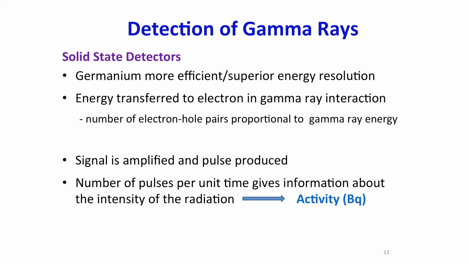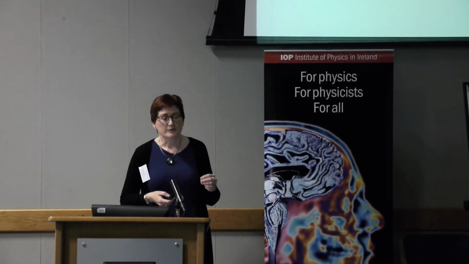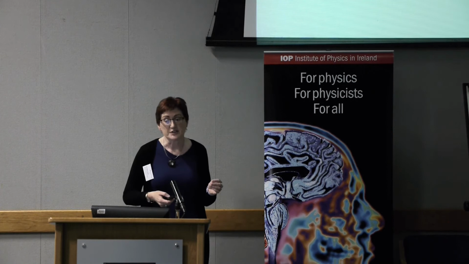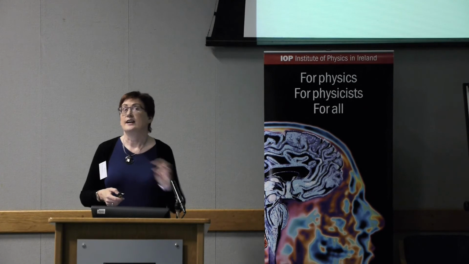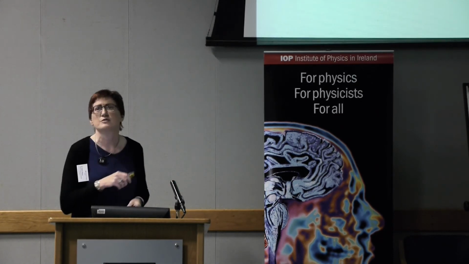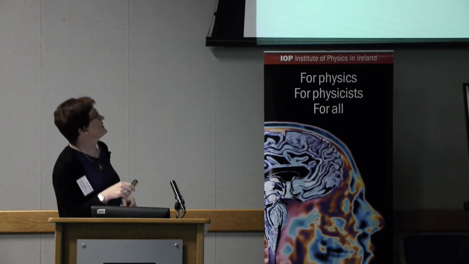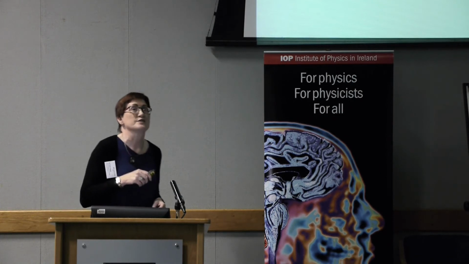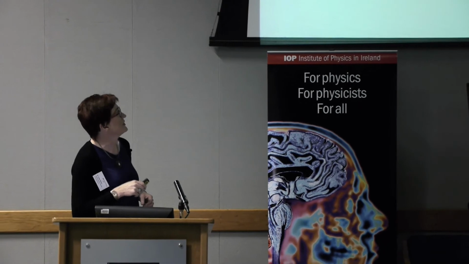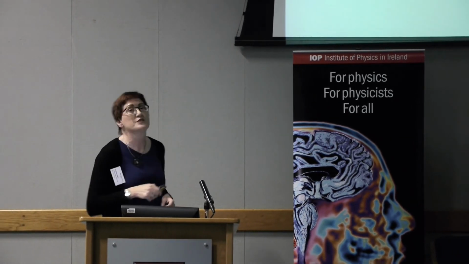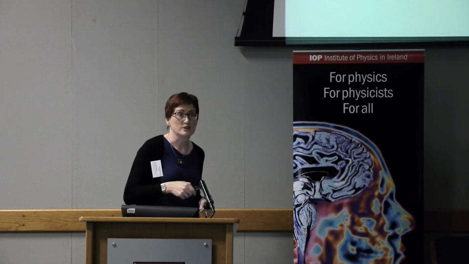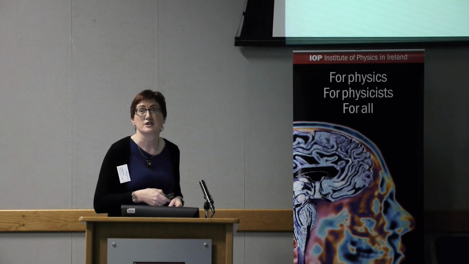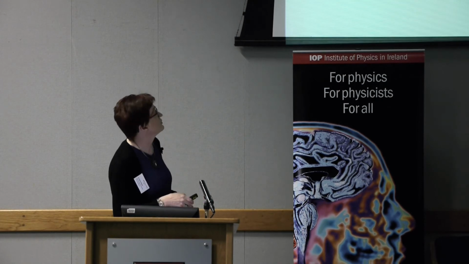The one we have is a germanium detector. It has very good energy resolution. The gamma ray photons are incident on the detector. They interact via one of the 3 mechanisms that I've just outlined. You get electron-hole pairs. Let's not worry too much about the detail of that, just that we get a signal, and the signal will give us a pulse. The number of pulses per unit time gives us information about the intensity of the radiation, and this will allow us to ultimately determine the activity, which is like the concentration of radionuclides in a sample.